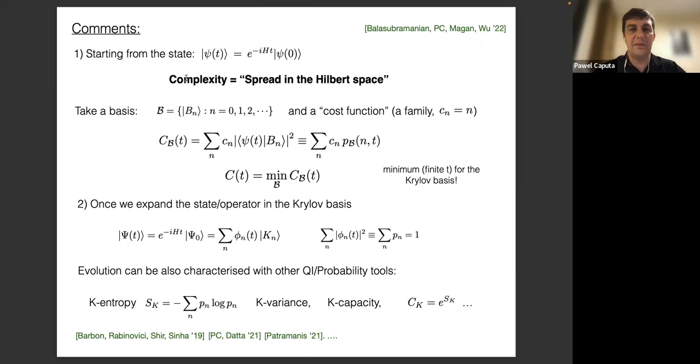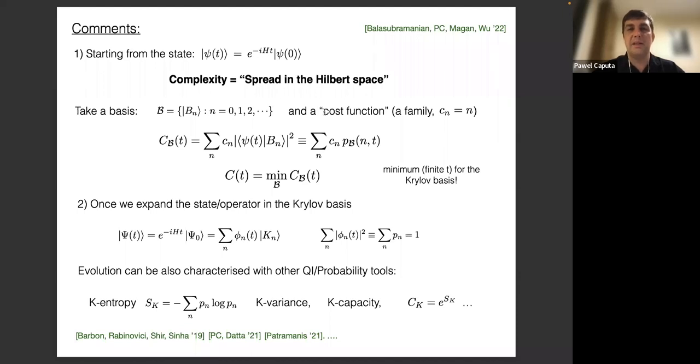So basically, the answer to this question is as follows. Let's say you wanted to think about complexity as the way that your initial state spreads in the Hilbert space under this unitary evolution e to the minus iHt. How would you define such a quantity? So basically, one proposal that we had was to choose a basis, any basis that is appropriately enumerated in such a way that this basis vector B0 is your initial state, but any other vectors in this basis can be any basis vectors that are just going from 0 to blah blah blah, and then.